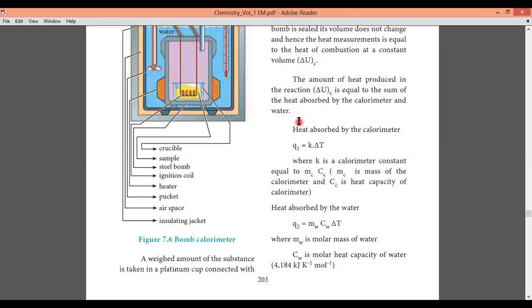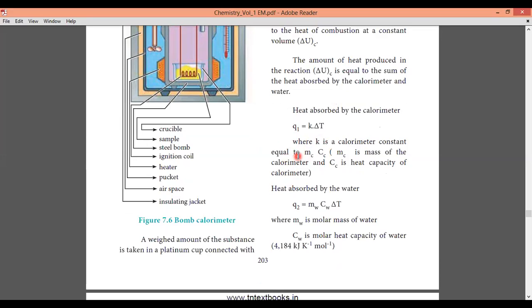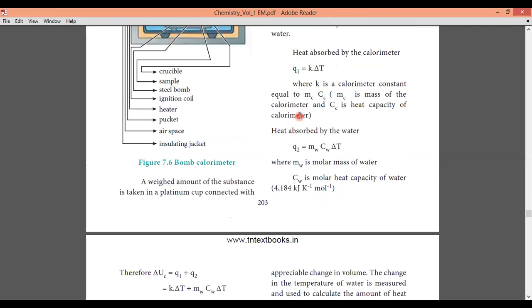Okay. Now the heat absorbed by the calorimeter will be given by Q1 is equal to K delta T. Q1 will be equal to K into delta T. This K is the calorimeter constant. MC means that refers to mass of the calorimeter. CC is the heat capacity of the calorimeter. இந்த சின்னதா C போட்டிருக்காங்க இல்லையா alphabet, that refers to calorimeter. M வந்து mass. Here this refers to heat capacity. Capital C into the heat capacity. So that is for Q1.